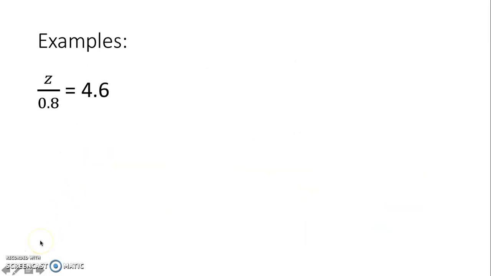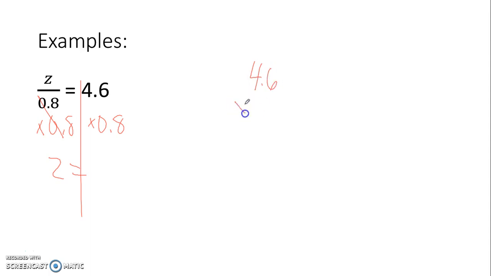Alright, and let's look at this example. Z divided by 0.8, or z over 0.8, is equal to 4.6. Right, so to get rid of that 0.8, to isolate the variable, we need to multiply by 0.8 on both sides. Okay, these cancel out. That leaves z is equal to 4.6 times 0.8.